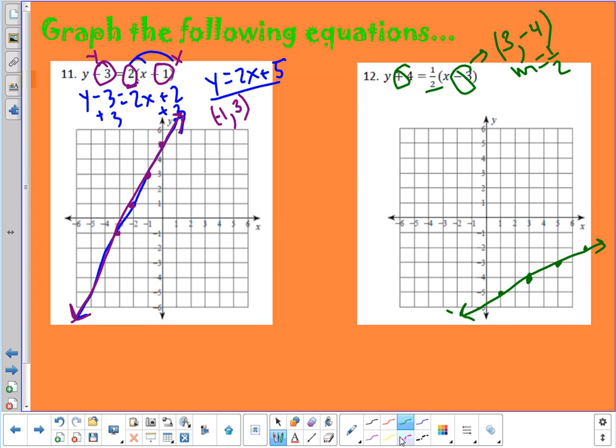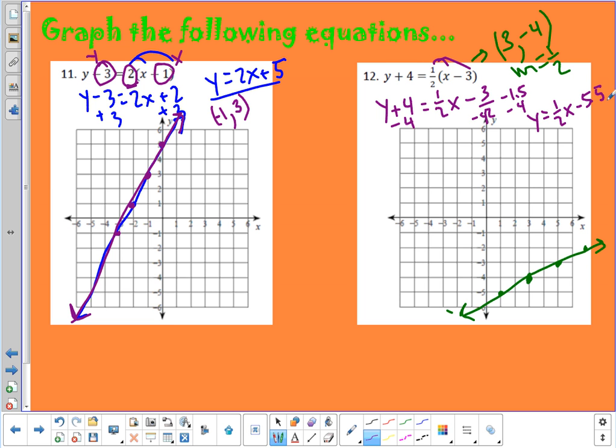So there's that line. If I went the other direction, let's just get rid of this stuff so we can see what we're working with. If I went the other direction and put it into slope-intercept form, let's see what it looks like. I would distribute the half. I'd have y plus 4 is equal to 1/2 x minus 3/2, and then I'd subtract 4. This is like negative 1.5 minus 4. So it's y equals 1/2 x minus 5.5.